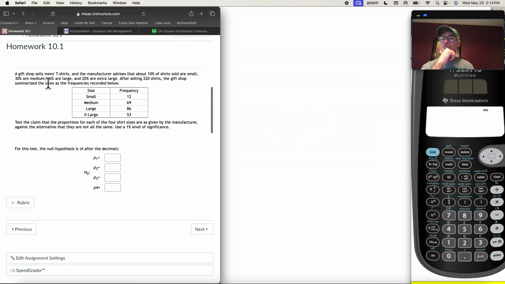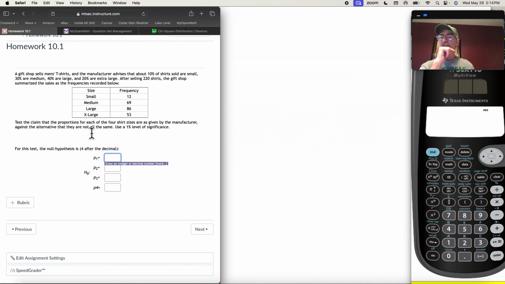It says a gift shop sells men's t-shirts and the manufacturer advises about 10% of the shirts are sold small, 30% are medium, 40% are large, and 20% are extra large. After selling 220 shirts, the gift shop summarized the sales as the frequencies recorded below. For this hypothesis, let's read this: test the claim that the proportions for each of the 4 shirt sizes are as given by the manufacturer against the alternative that they're not all correct. We're going to use a 1% level of significance here.